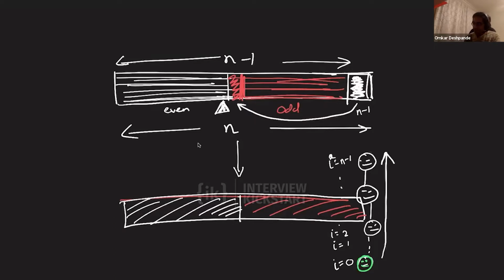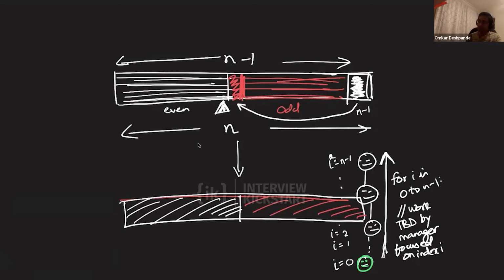So this entire chain of work from bottom to top can be simulated by a for loop, right? For i varying from 0 to n minus 1, right? I can write this iteratively, and the body of the for loop would be essentially the work to be done by the manager who is focused on index i, or the number or the color at index i. Right? So that's how we'll write the code for this.